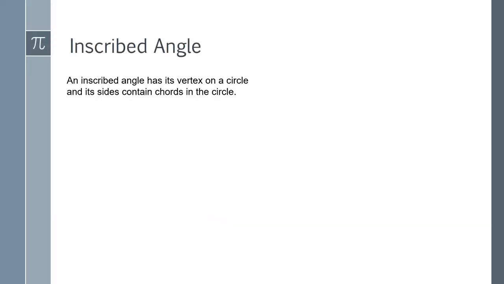So real quickly, an inscribed angle has its vertex on a circle, and its sides contain chords in the circle. So this is a completely inside the circle angle with all 3 points on the circle. So this is an inscribed angle, angle ABC.